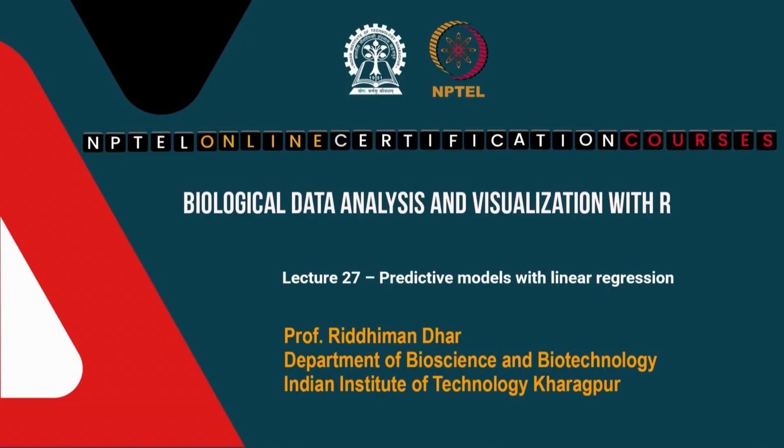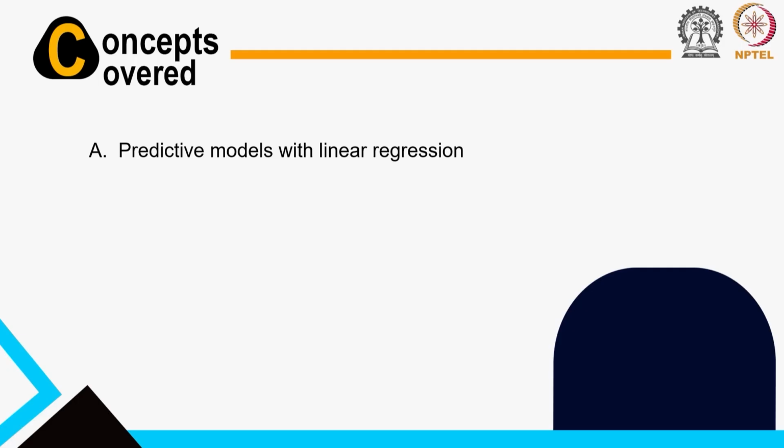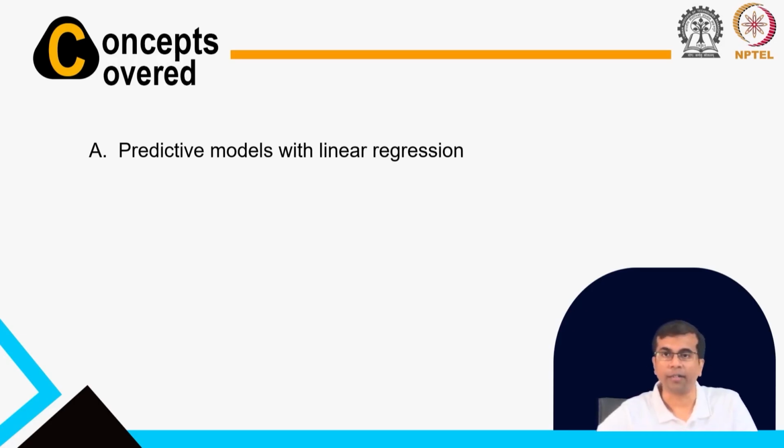In the last class, we introduced linear models, and we have also seen hands-on how to apply simple linear models to biological data. In this class, we will be focusing on something called predictive models. Again, we will see how we can build predictive models with linear regression and how this could be useful. So, this is something that will be covered in this class. We will be talking about predictive models with linear regression, and we will also be doing the hands-on analysis.